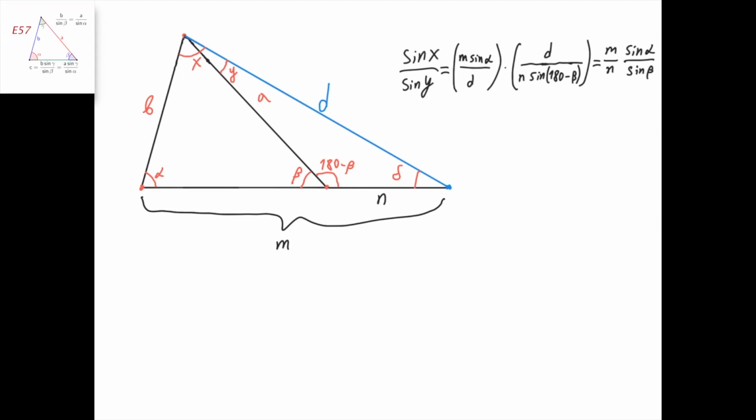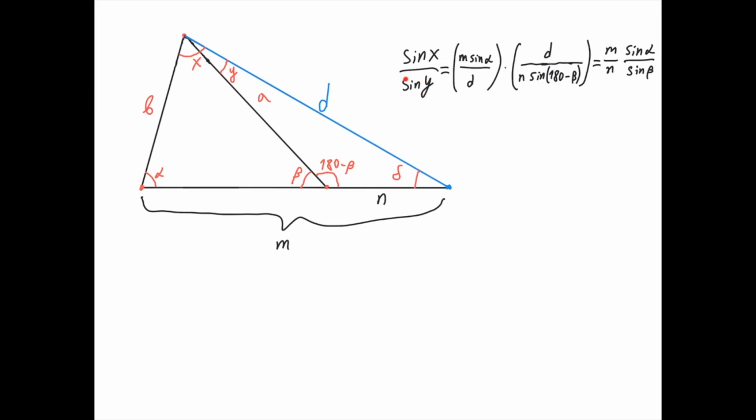Now let's apply the law of sines for this triangle and this triangle, and calculate sine of X divided by sine of Y. So sine of X we can find from the sine law for the large triangle, and then we get M times the sine of alpha divided by D. Now from the law of sines for this triangle, we know that sine of Y equals N times the sine of 180 minus beta divided by D.